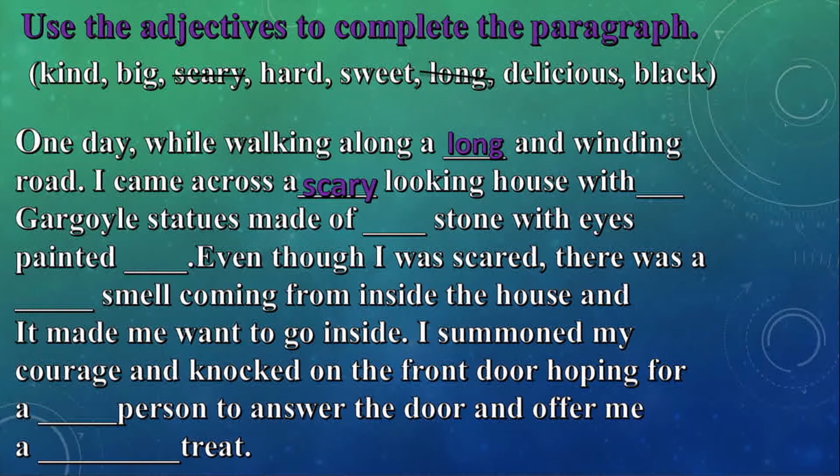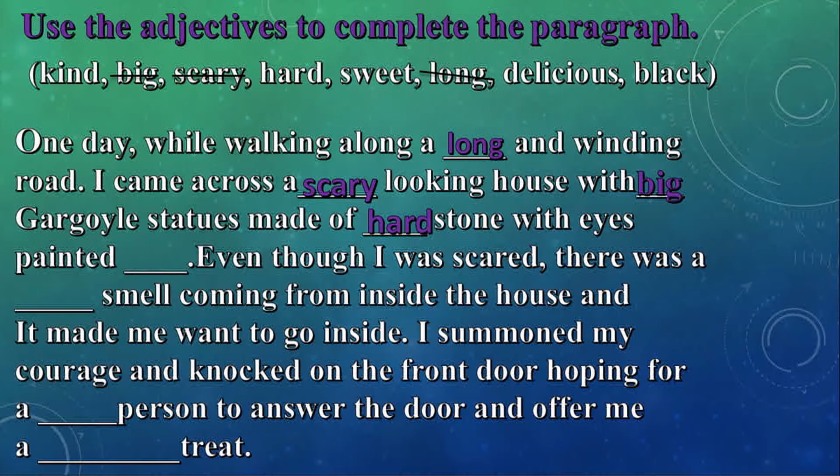So I came across a scary looking house with a something gargoyle statues made of something stone. And the one we chose to use after with is big. So they're telling you that they weren't very tiny gargoyle statues, they were actually very large. So they were big gargoyle statues, right? And made of what kind of stone? What word could we use there to describe that stone appropriately? Let's see. With hard stone. Good. So the gargoyle itself wasn't mud or wasn't clay. It was actually very durable stone.